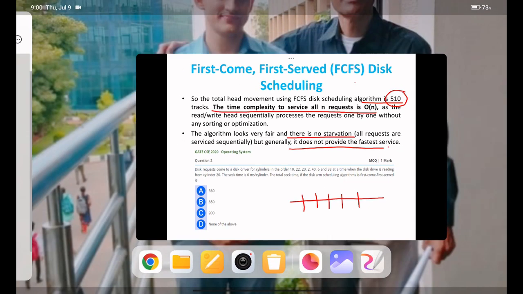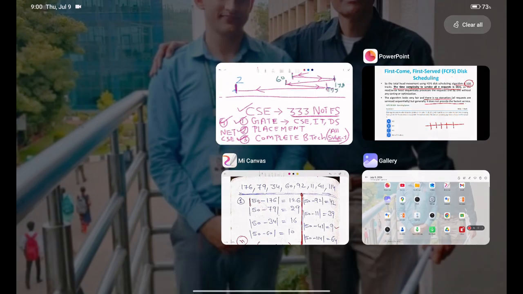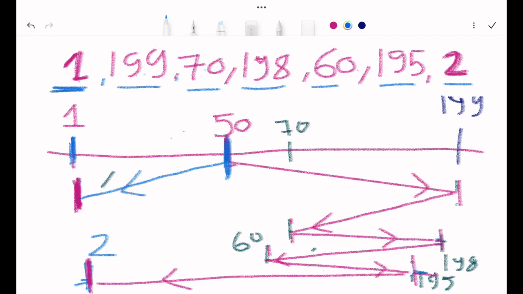Now see here, I have written one very simple example. Suppose my sequence is 1, then 199, then 70, then 198, 60, 195 and 2. Suppose I start from head position 50 again. The first data was 1, so 100% at first you will execute this 1.